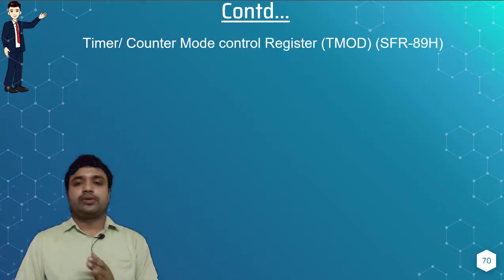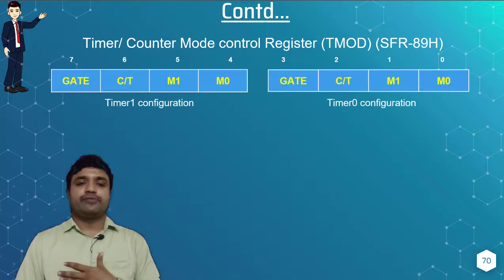We are going to see the frame format for different registers that are useful for timer or counter operations. The first one is the TMOD register, or otherwise timer mode control register. It is known as a special function register at address 89H. So this is the frame format. It is divided into two parts, timer 0 configuration and timer 1 configuration. Overall, we have 8 blocks or 8 frames. The frames are the same for timer 0 and timer 1 configuration.